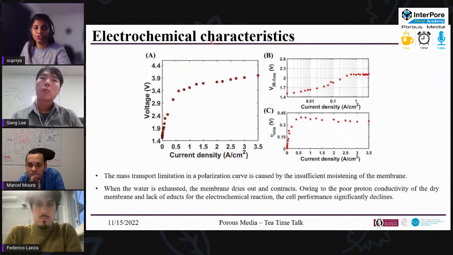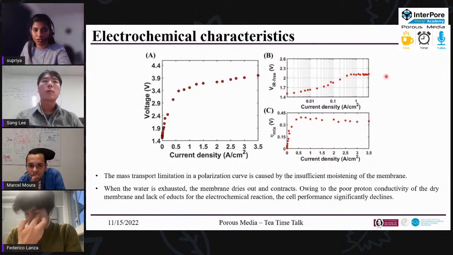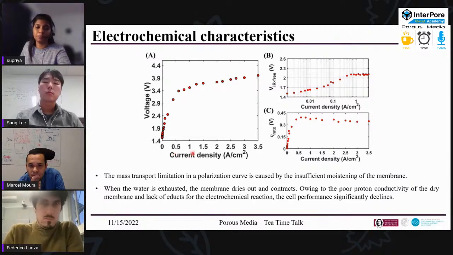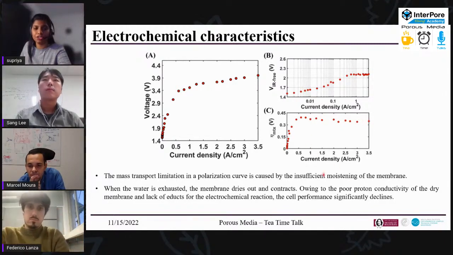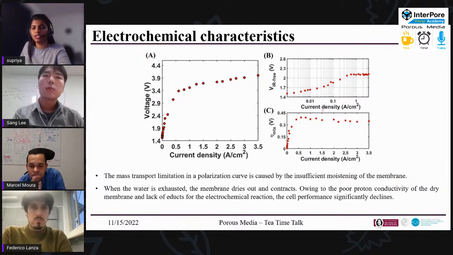With this, we can also calculate the electrochemical characteristics. For example, at different current densities, we have different voltage fluctuations. But the mass transport overpotential is higher than in a usual water electrolyzer cell. This shows that there is an inefficient supply of water to the membrane, which leads to drying out of the membrane. This significantly reduces the performance of the electrolyzer cell.